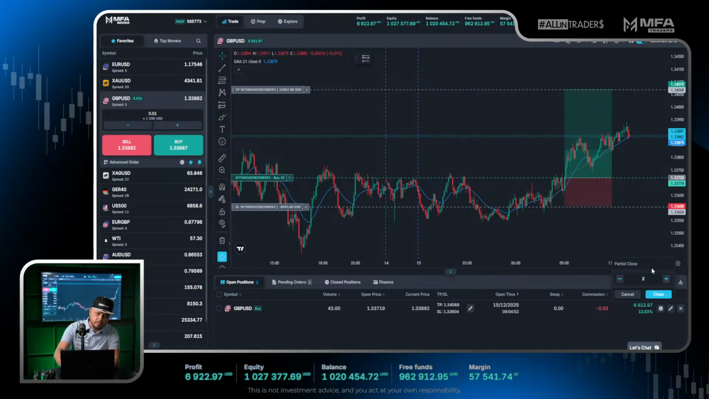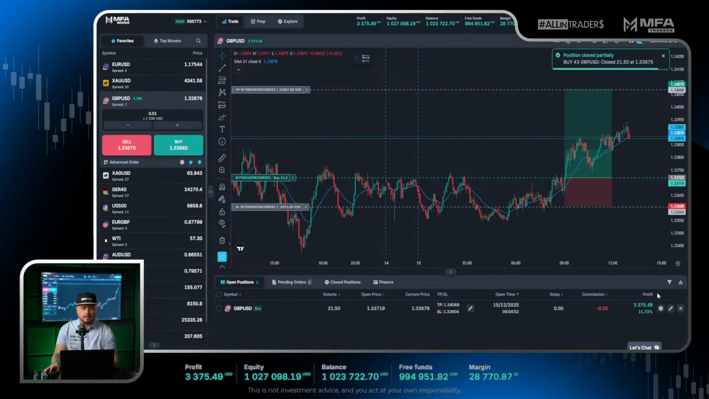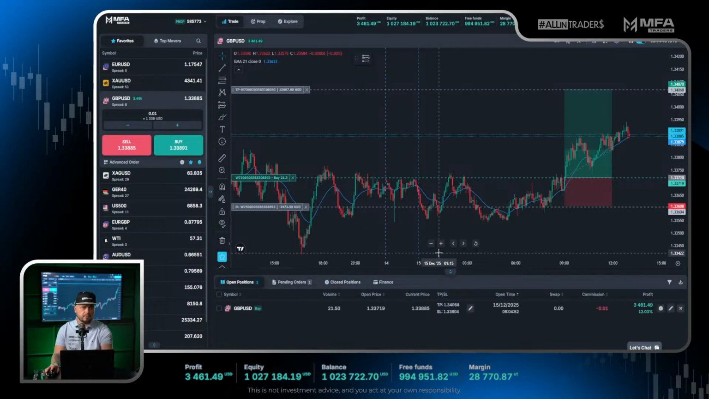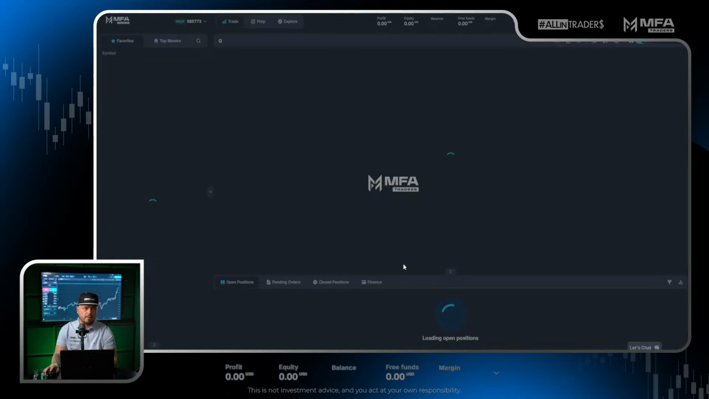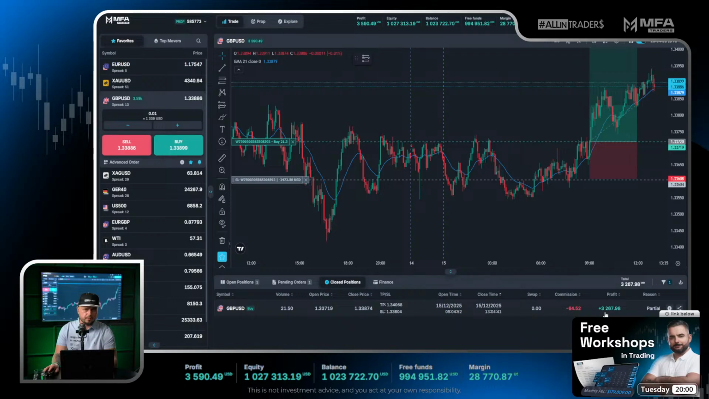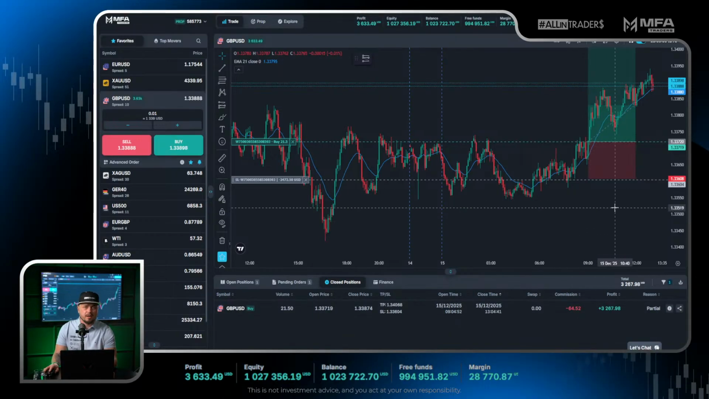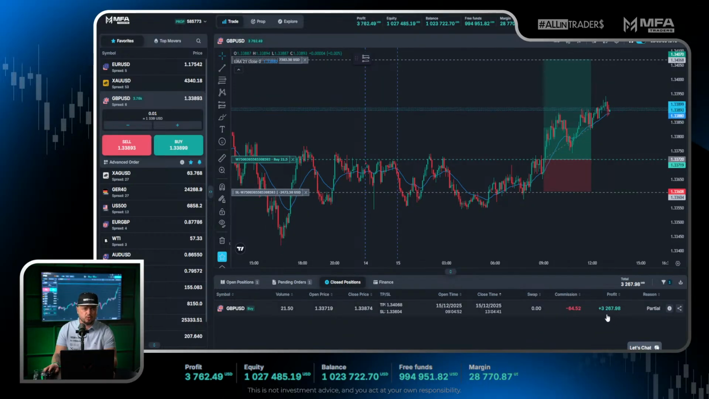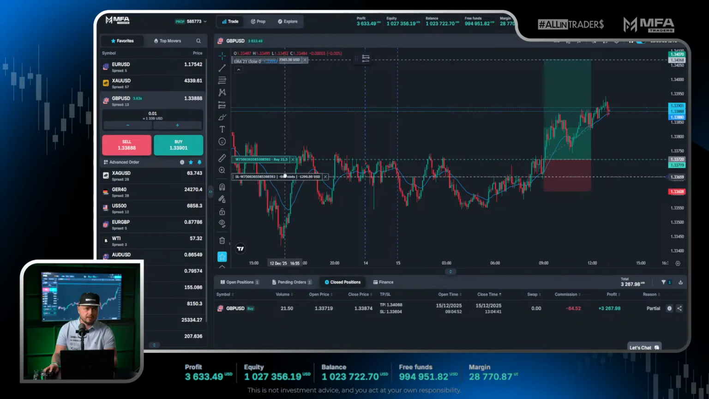Okay, so I'm gonna close half of this position. It's gonna be 21.5. Close. Okay, so we got profit. It should appear in a second. Let me just refresh. I got a profit of $3,267 already secured. So even if the price drops, I still got $3,267. The rest we're gonna secure for break even.